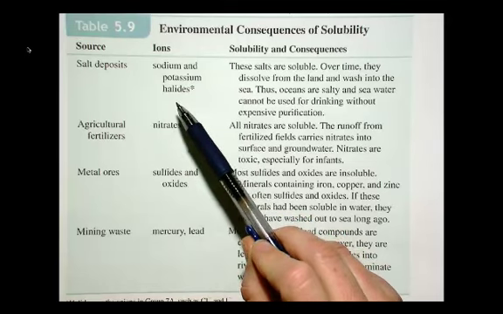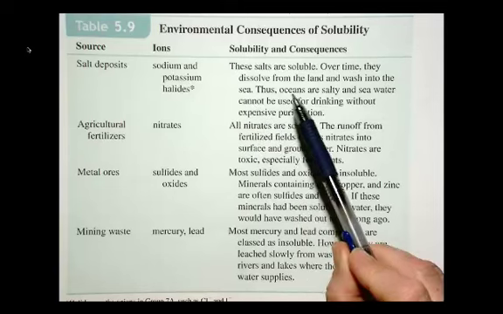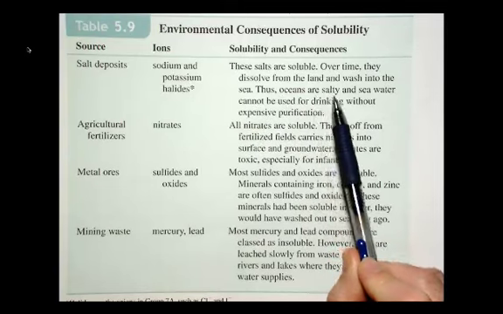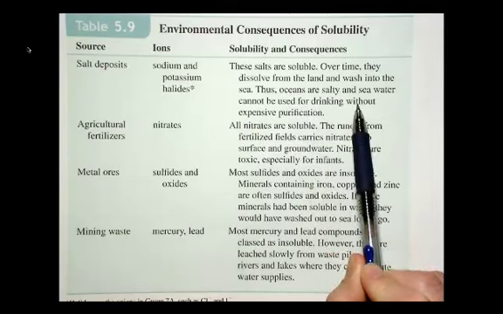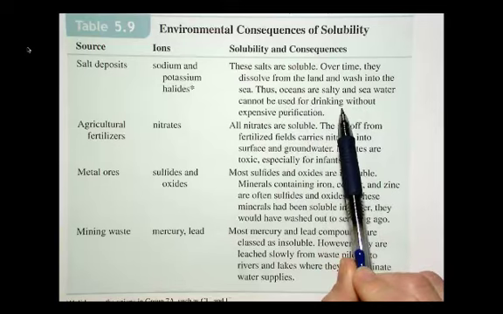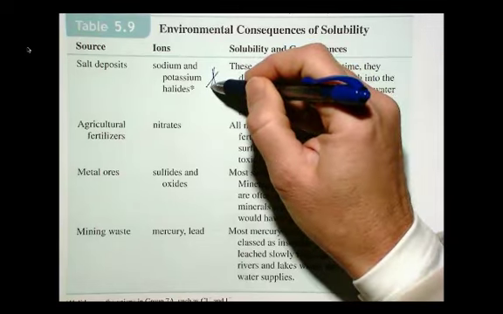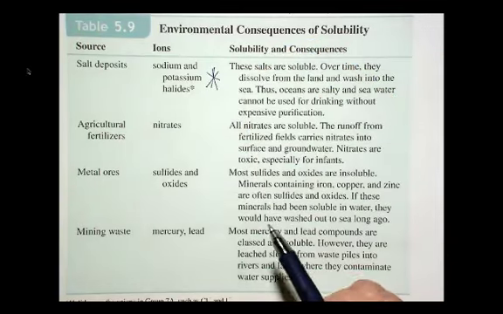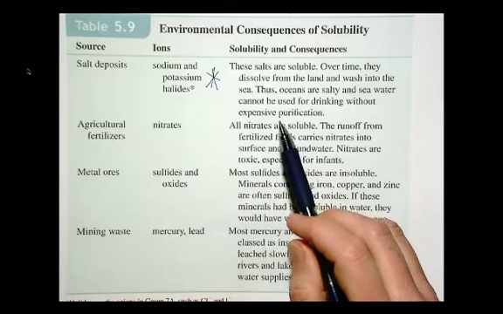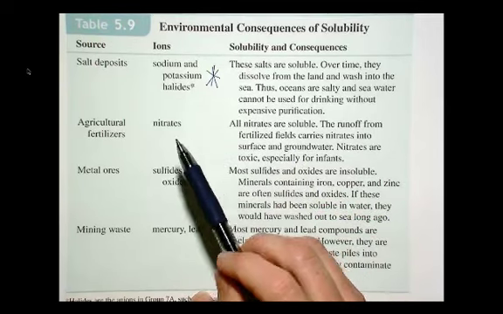These deposits are scattered throughout the earth. They're soluble, and over time they dissolve from the land and wash into the sea. That's why the oceans are salty, and seawater can't be used for drinking without expensive purification. This is real important because these salts are so soluble that over time these ions have made their way into the oceans.